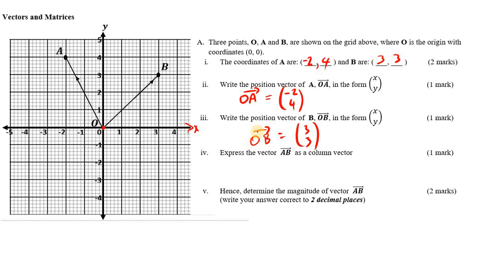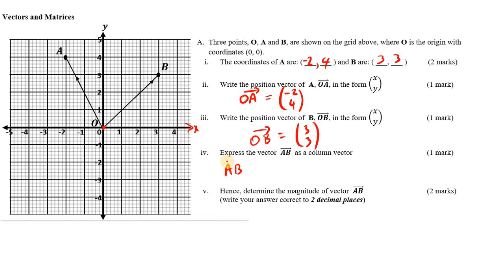All right, this has to do with position vectors. You must start from the origin for this to happen. Okay, well, we can check it out. From the origin, we're going to go 3 to the right, positive 3, and then going up, positive 3 as well. Easy stuff. Now express the vector AB as a column vector. So how do we do this?